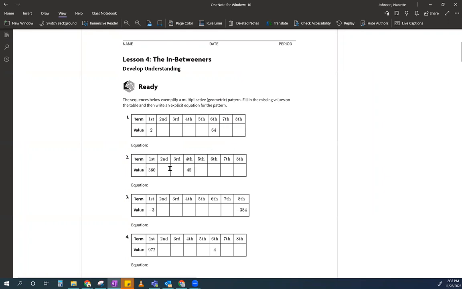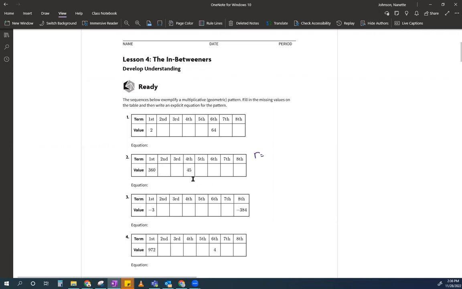So the very first thing is, since they told us that it's a multiplicative pattern, I already know that I'm going to be multiplying. So the very first thing that I need to do is find my common ratio, and that's going to be the R. The easiest way for me to find that R is they gave me some points here, right?